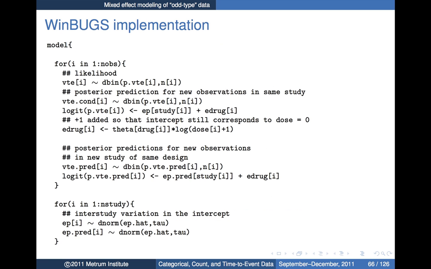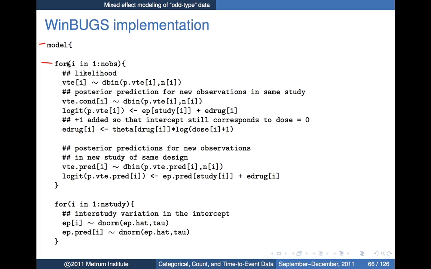Okay, let's move past that. Let's see what that would look like when you implement that then in WinBUGS. Again, we always start out, everything gets enclosed in the model. So we've got model with open braces, and somewhere at the end there'll be a closed brace corresponding to it.